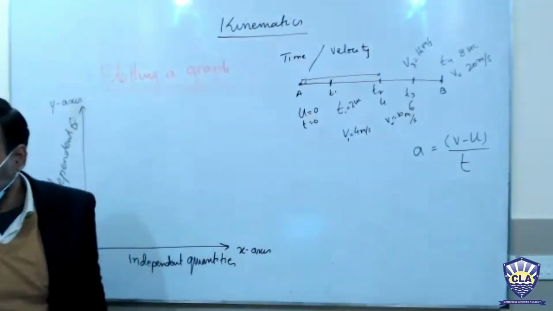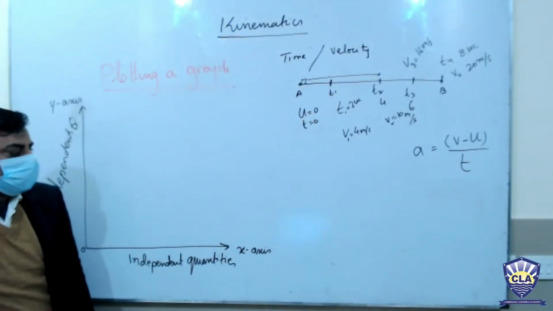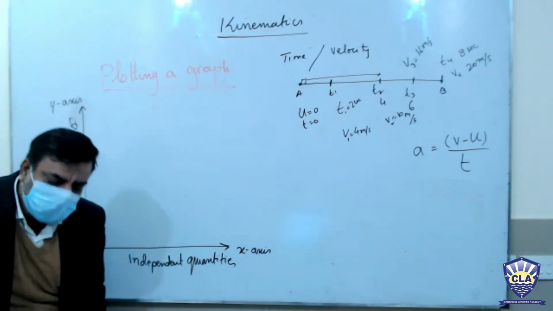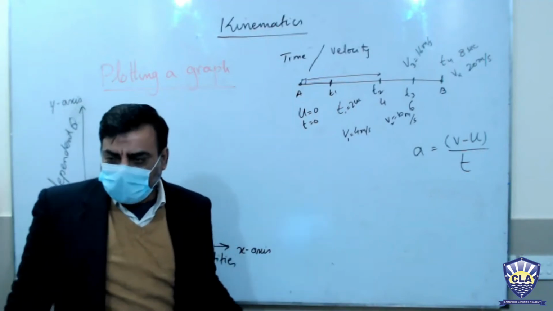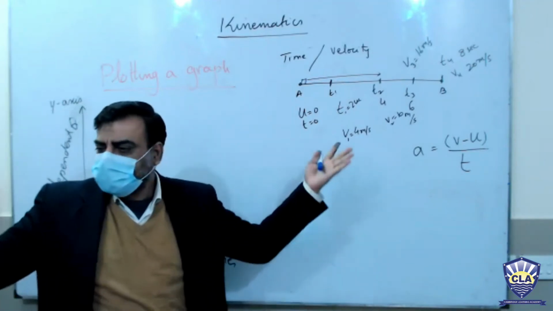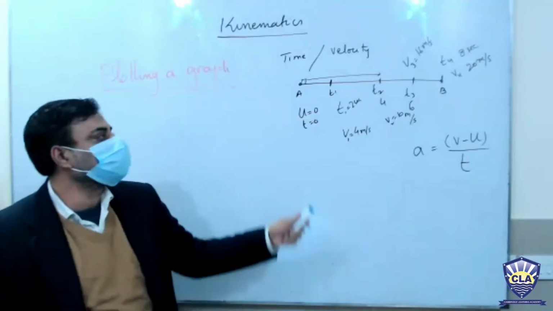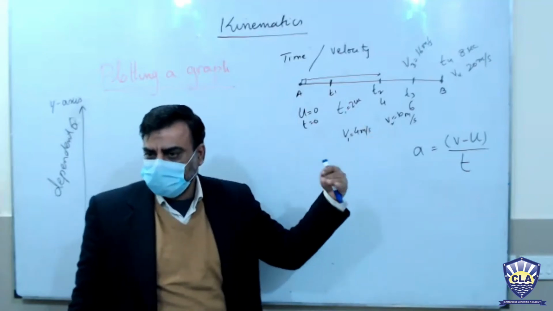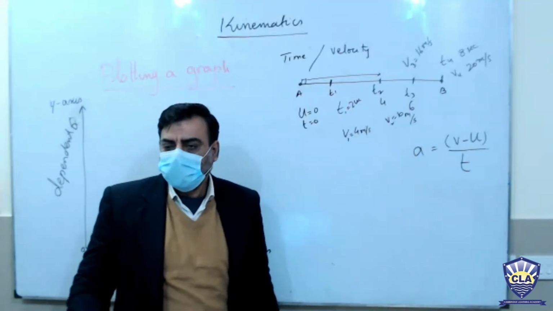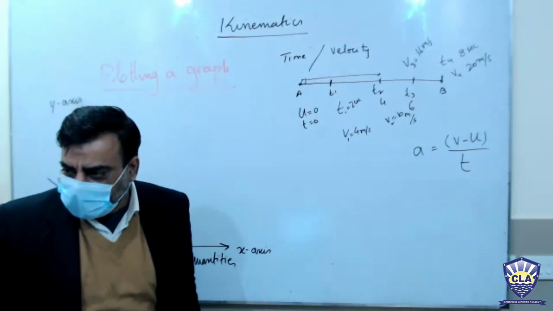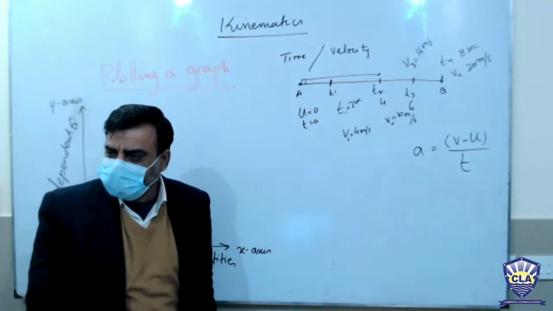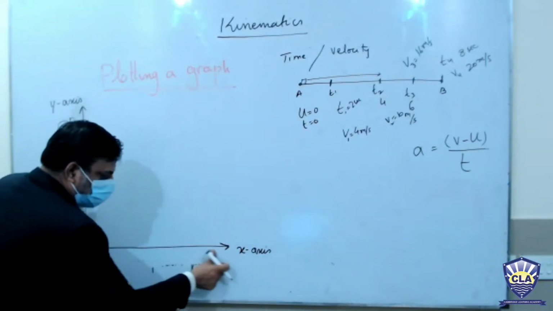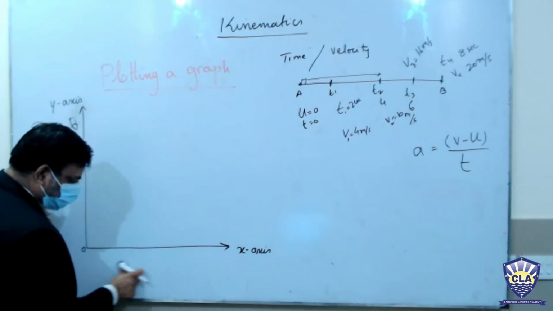Which one of them is independent? What about velocity? That is depending upon time. Can we stop time? It is independent. Nobody can stop that. We have arranged the intervals for time: T1 is 2 seconds, T2 is 4 seconds, and so on. So if we generalize, time is always independent. So we will consider time on the x-axis.